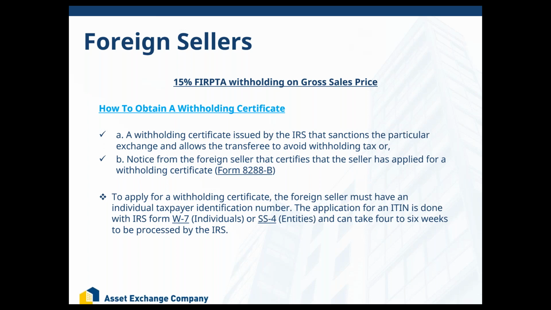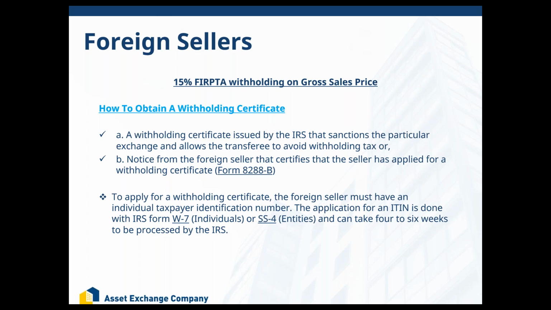All right, it's referred to as FIRPTA. All right, the FIRPTA tax is an additional 15% tax, and it's based off of the gross sales price. Okay, when a foreign seller does a 1031 exchange, okay, they can actually get out of having to pay the FIRPTA as well. Okay, now there's a form that needs to be completed. What the IRS will do is they'll actually issue an exemption certificate for that particular transaction.